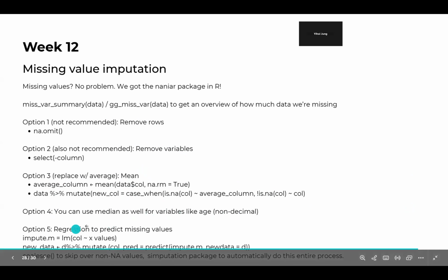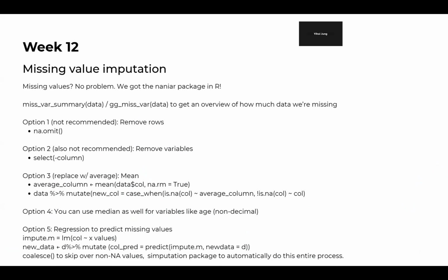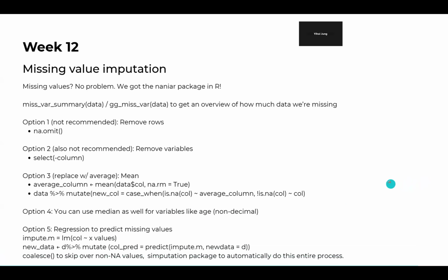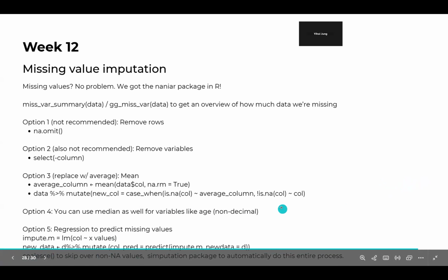And then for option 5, you'd basically take the regression to predict your missing values. So using lm to impute your missing values. There's also a package that can automatically do this process, simputation. So yeah, I think that should be everything. And yeah, coalesce to skip over non-NA values.